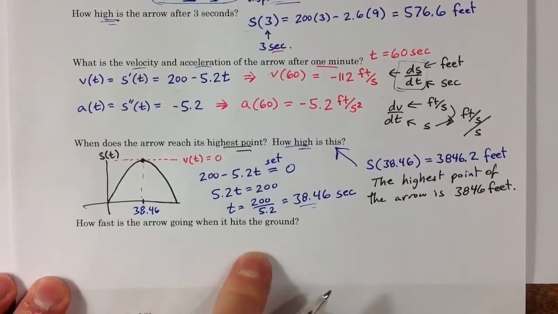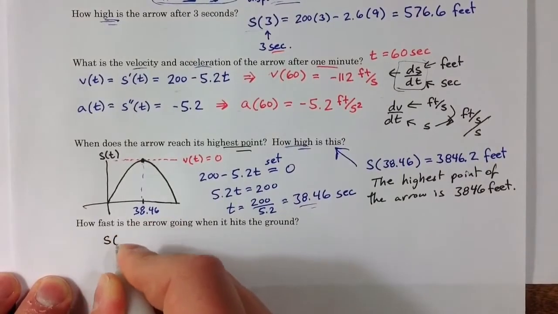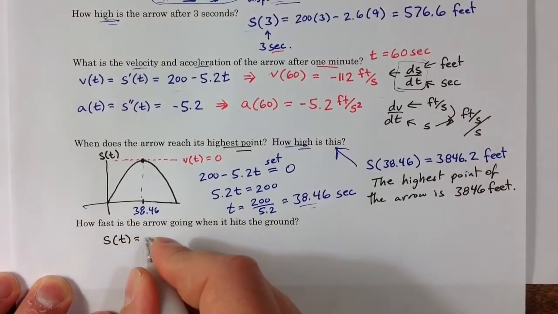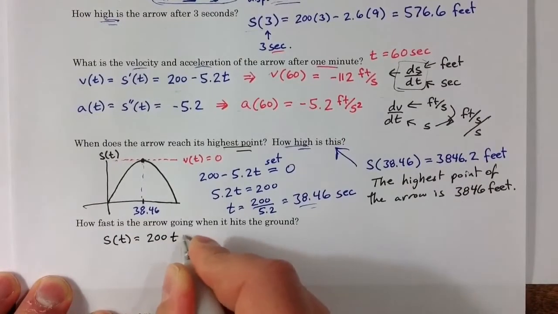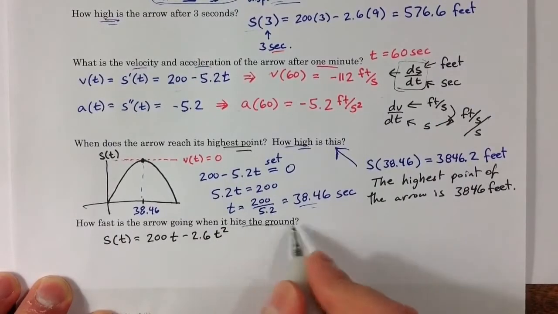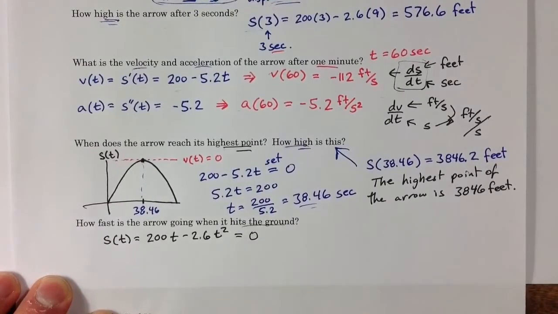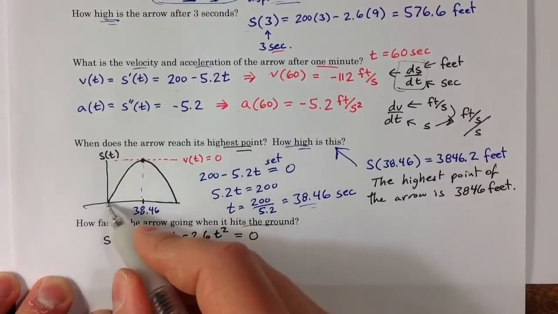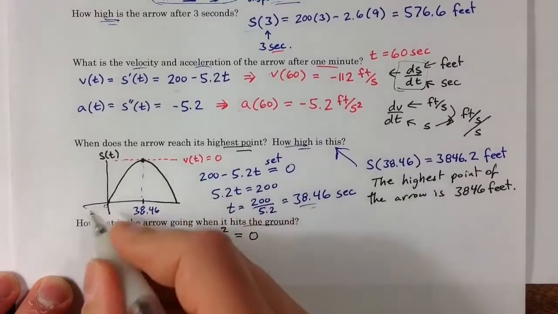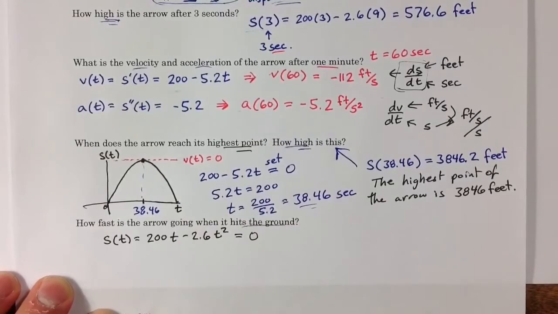So for this question, let's think again about our function. S of t equals 200t minus 2.6t squared. And so what does hitting the ground mean? Well, that means that the value of the function is 0, because this is describing the height, and so if it hits the ground, it's back at 0. And so we have a parabola, and we're not interested in this 0. Of course, 0 gives us 0. We're interested in the value of t over here that gives us that second 0 value.